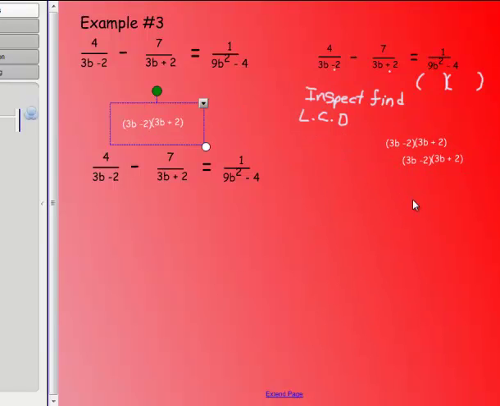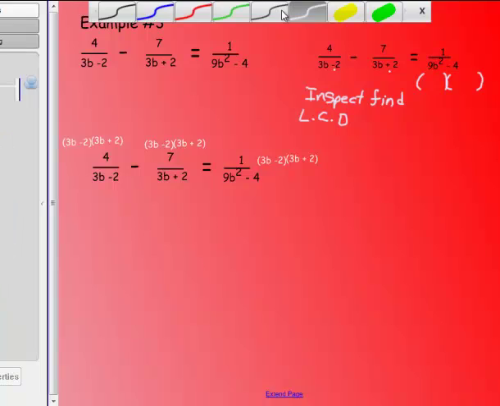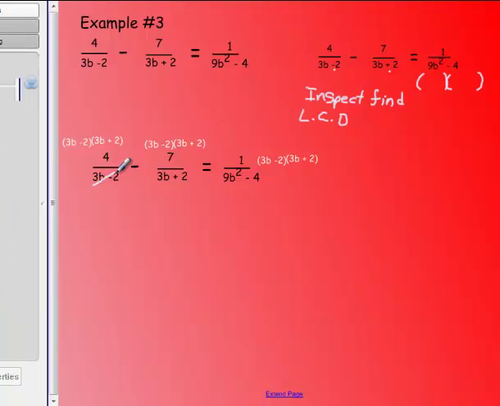the first term gets a least common denominator. The second term gets a least common denominator. And the third term gets a least common denominator. Now, I know these can't be written, but they're really fractions, and they're getting multiplied, and they're over 1. So this denominator of 3b minus 2 cancels out with this new numerator of 3b minus 2. And this 3b plus 2 cancels out with this 3b plus 2.